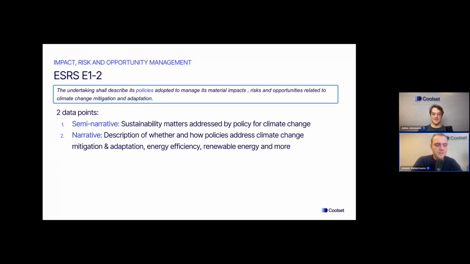So the 2 data points here are a semi-narrative one, which is that sustainability matters addressed by policy for climate change should be disclosed. So what are the policies, and how do they address your climate change mitigation efforts, as well as adaptation efforts, of course. And then the second one is a narrative, where you look at a description of whether and how policies address climate change mitigation and adaptation, energy efficiency, renewable energy, and more. So here you're really looking at, okay, well, what are the policies I have? How do they relate to the IROs that we've identified? And how do they mitigate these in the future with regards to the IROs that you have today?